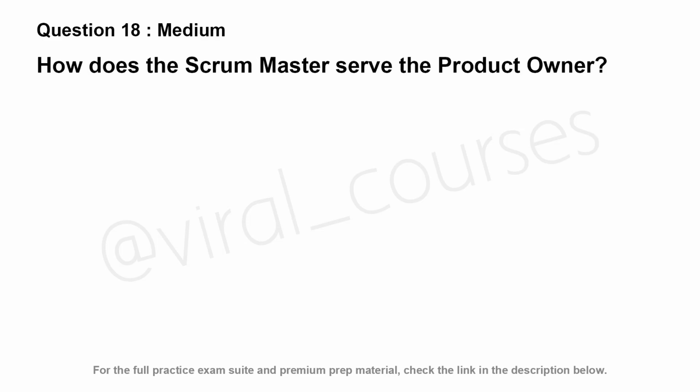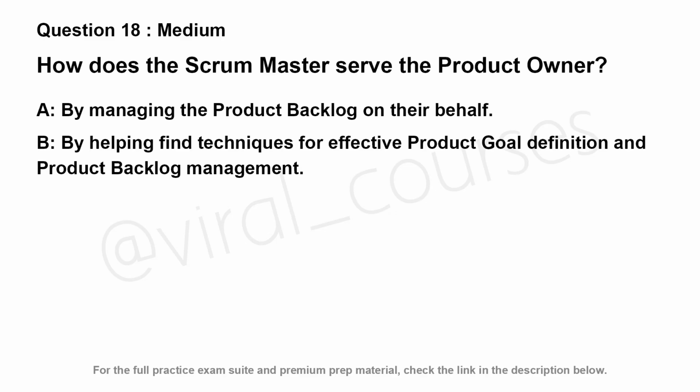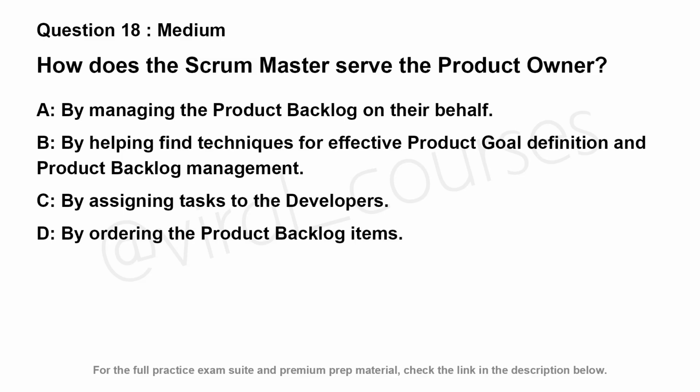How does the Scrum Master serve the product owner? Option A. By managing the product backlog on their behalf. Option B. By helping find techniques for effective product goal definition and product backlog management. Option C. By assigning tasks to the developers. Option D. By ordering the product backlog items.